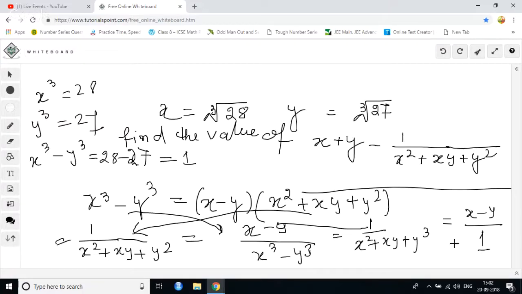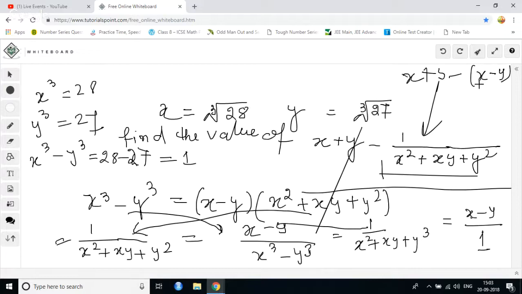So this complete expression which has been written over here, 1 by x square plus xy plus y square, is nothing but x minus y. So I will replace this x plus y, and this complete equation is nothing but minus x minus y. So what I'll get? I'll get x minus y minus x plus y, I'm sorry, and minus x plus y.